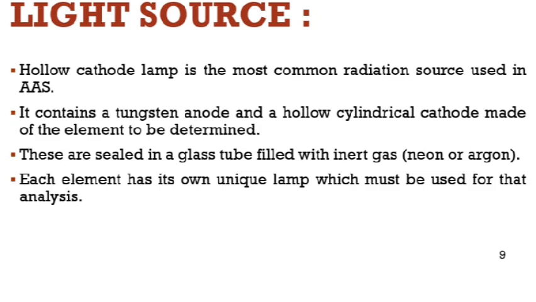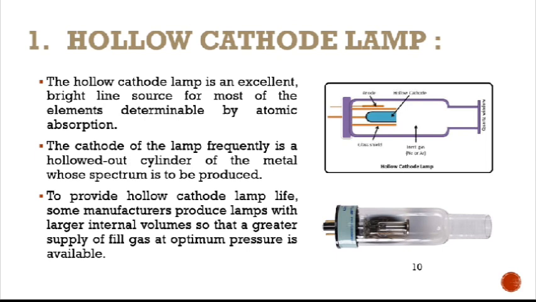The first one is the hollow cathode lamp. The hollow cathode lamp is an excellent bright line source for most of the elements determinable by atomic absorption. The cathode of the lamp frequently is a hollowed out cylinder of the metal whose spectrum is to be produced. To extend hollow cathode lamp life, some manufacturers produce lamps with larger internal volumes so that a greater supply of fill gas at optimum pressure is available.